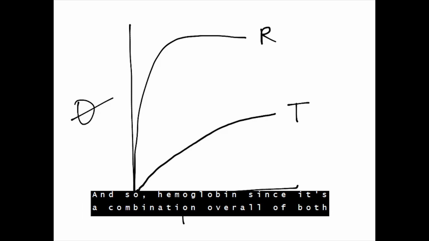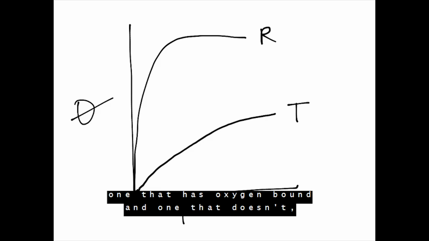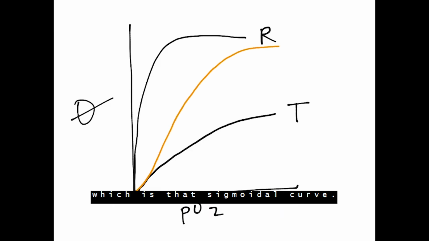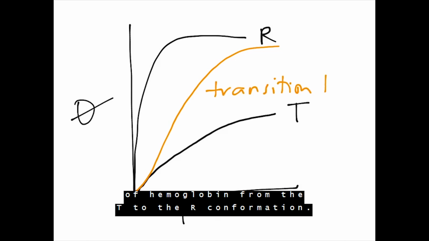And so hemoglobin, since it's a combination overall of both of these different conformations, one that has oxygen bound and one that doesn't, the net hemoglobin binding is the sum of the two, which is that sigmoidal curve. So that sigmoidal curve represents the transition then of hemoglobin from the T to the R conformation.